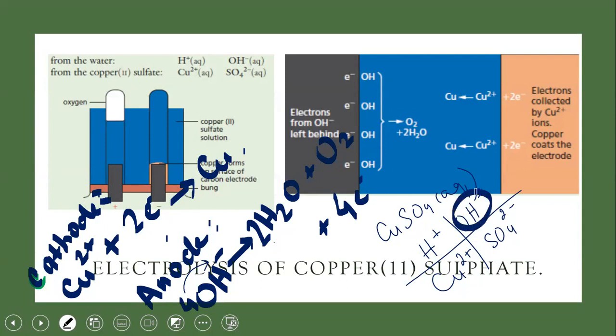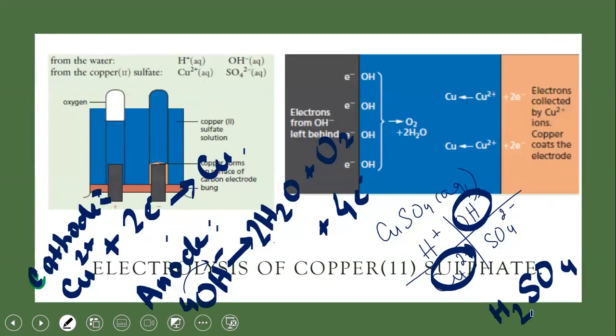So hydroxide will go to the anode. The copper will go to the cathode. What will I be left with? What's going to be left at the end? Hydrogen and sulfate. Can you guess what that will make? It will make sulfuric acid, right? Hydrogen and sulfate gives you H2SO4, sulfuric acid. So that is good.